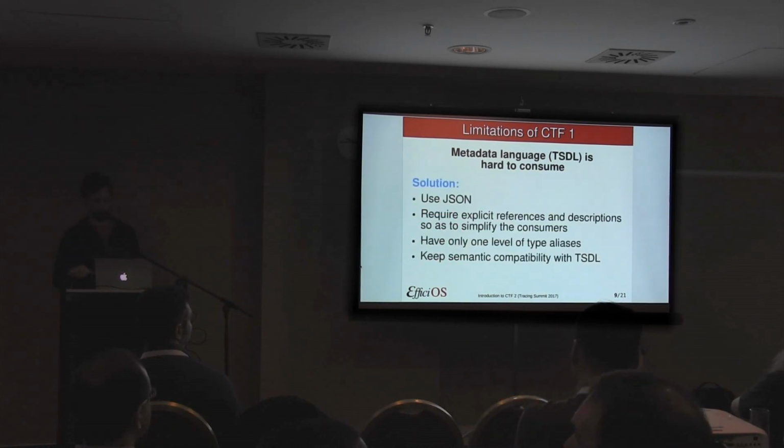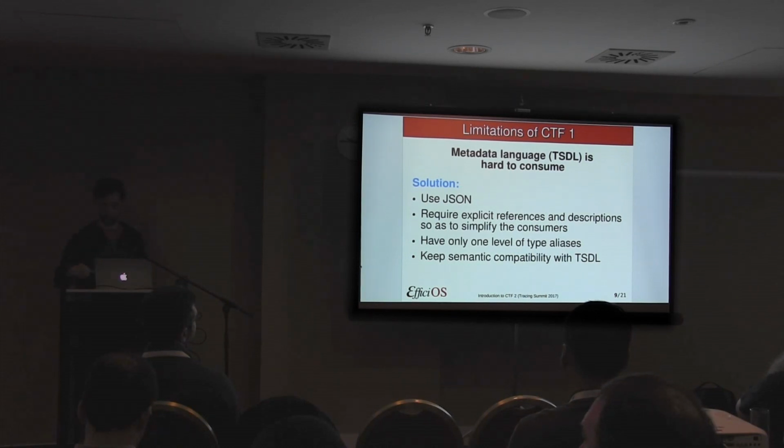So our solution is to move to JSON for the basic grammar. JSON is super simple. There are tons of libraries in the different programming languages to ease your life with that. Also, we plan to require more explicit references and descriptions. So all those magic fields, for example, that I mentioned earlier, can be directly tagged within the metadata instead of relying on special field names.